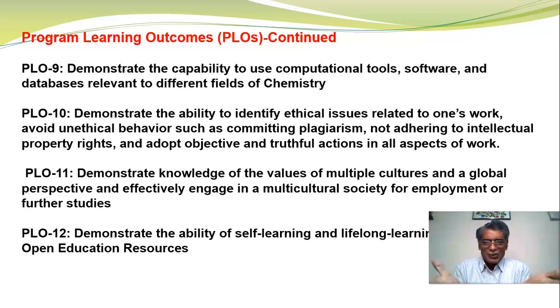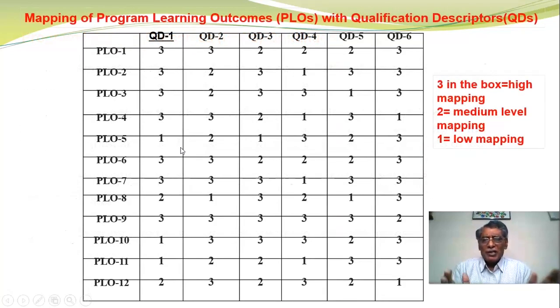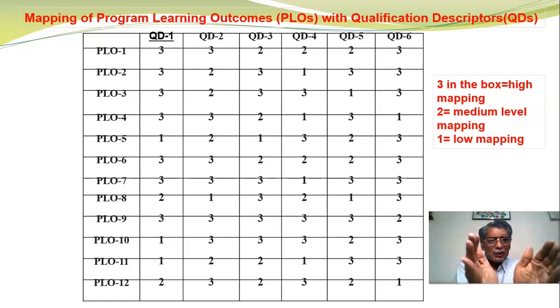You can see these 12 program learning outcomes. You can also see that these are in alignment with qualification descriptors and also graduate attributes. They are well drafted. Therefore, I thought I would give this as an example to all of you. Now look here, in this table, it is shown that the program learning outcomes are mapped with qualification descriptors. You see, 12 PLOs are mapped with the 6 qualification descriptors.